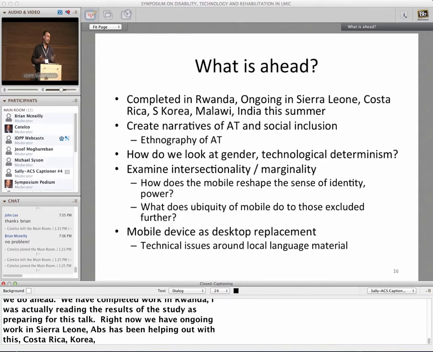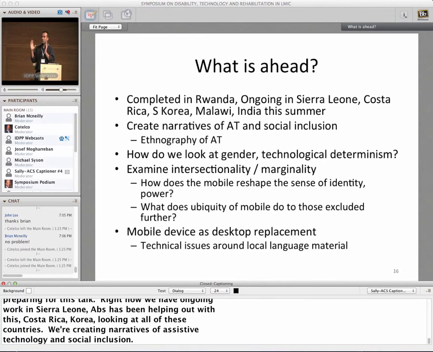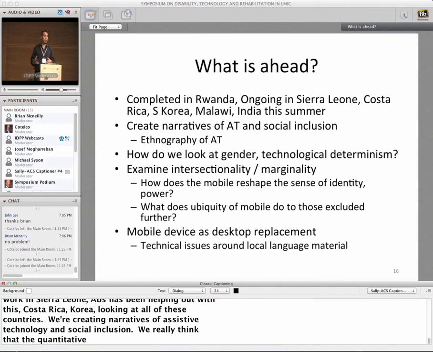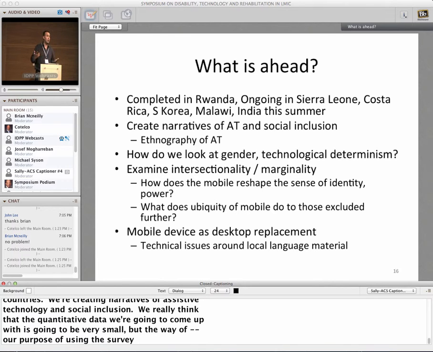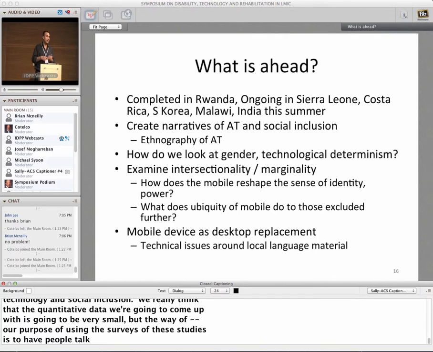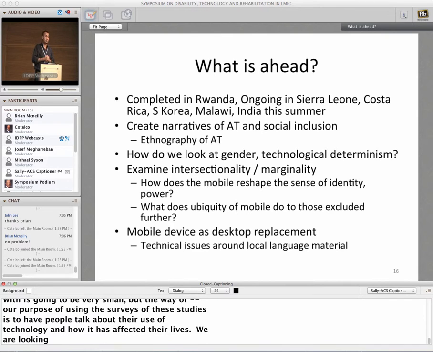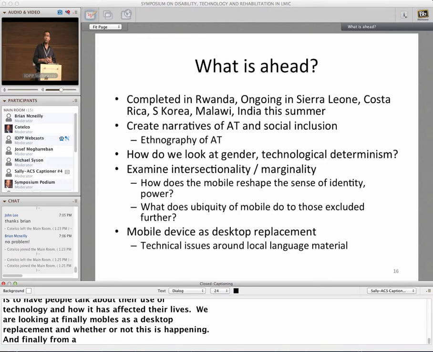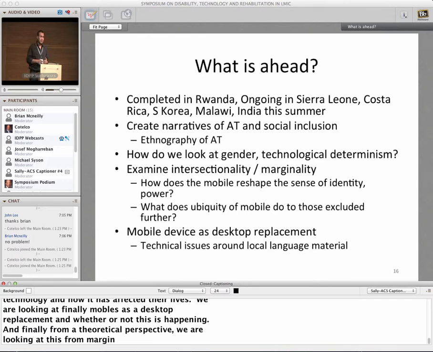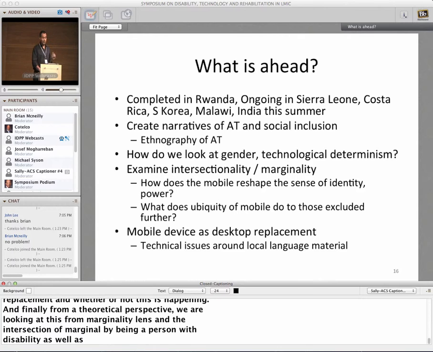Really the main thing that we're doing here is creating narratives of assistive technology and social inclusion. We really think that the quantitative data that we're going to come up with is going to be very small, but the purpose of using these surveys and studies is to have people talk about their use of technology and how it has affected their lives. We are looking at mobiles as a desktop replacement and whether or not this is happening. And finally, from a theoretical perspective, we're looking at this from a marginality lens and the intersection of being marginal by being a person with disability, as well as living in some form of economic deprivation.